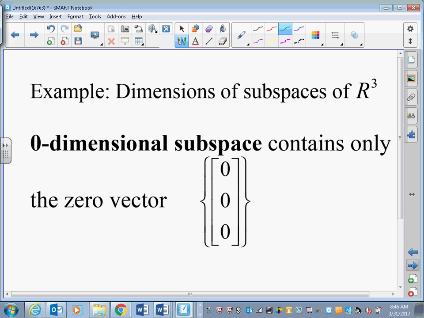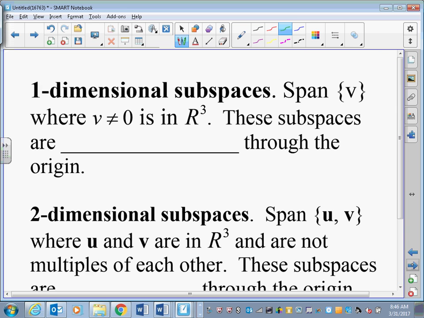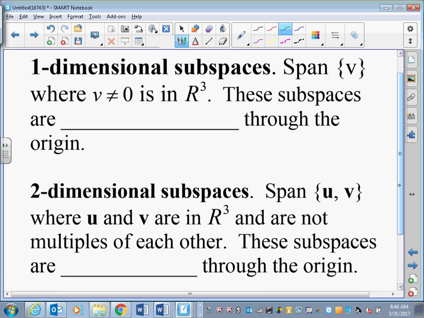Is it R3 though still? A one-dimensional subspace. It's a span of v. So the subspaces of a one-dimensional, what is that going to be? What they're asking for is geometrically, what does this represent? It's just a line. It's a line through the origin.